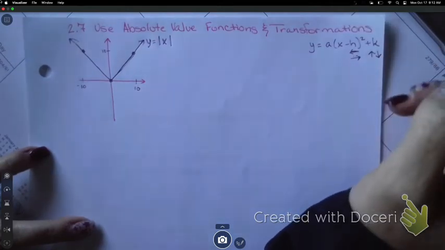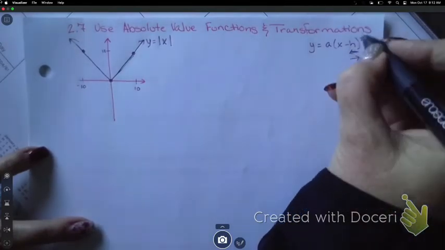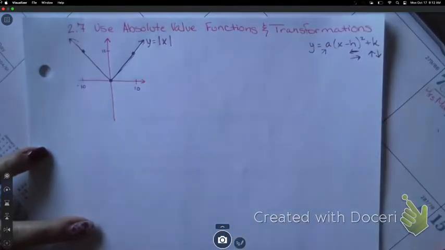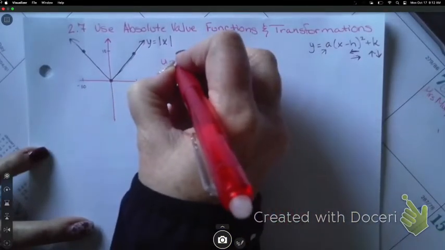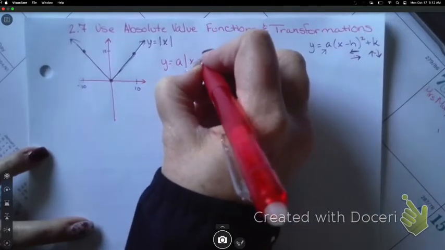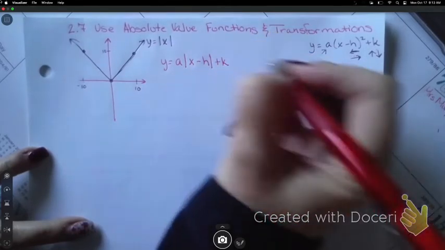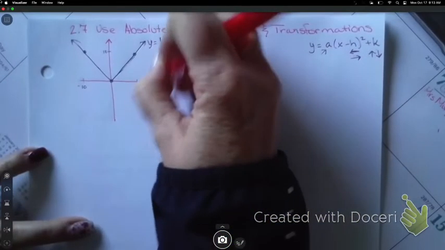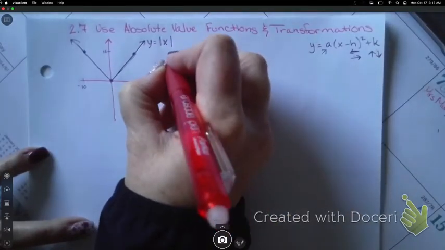Okay, well, I'm sure we did. And a was the rate of change. So I'm going to show you the absolute value one. So if you don't remember that, don't write it down. So the absolute value is y equals a times the absolute value of x minus h plus k. In front of your a, put plus or minus.